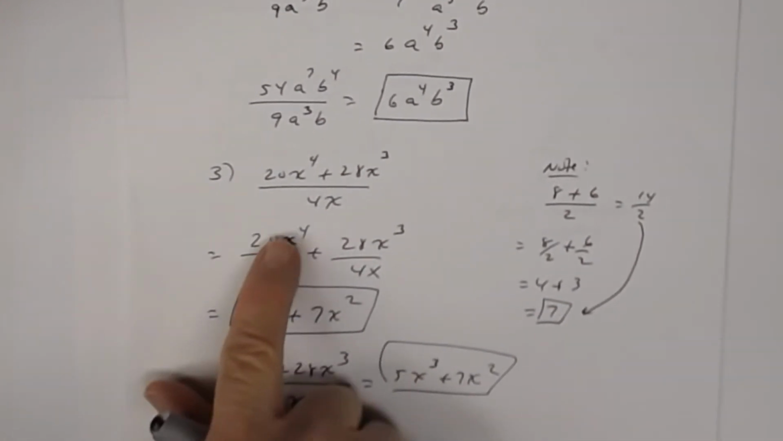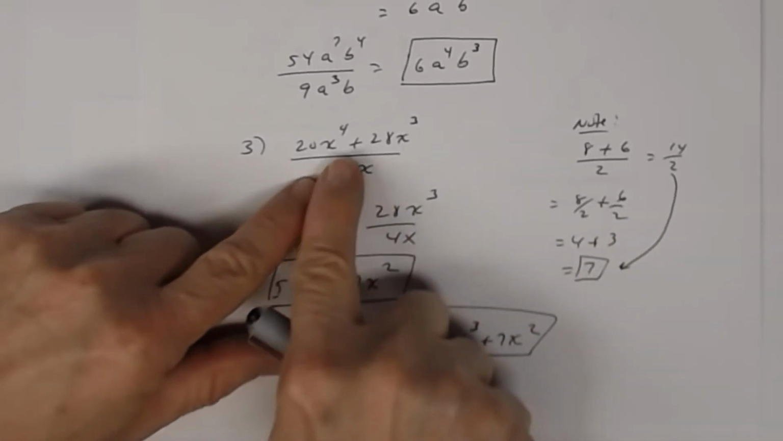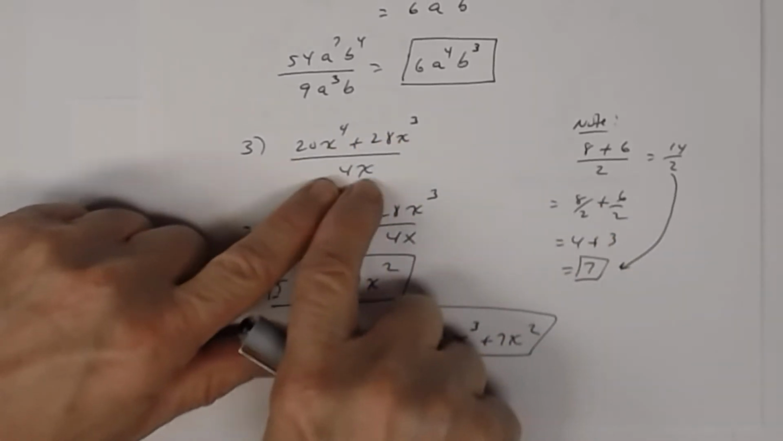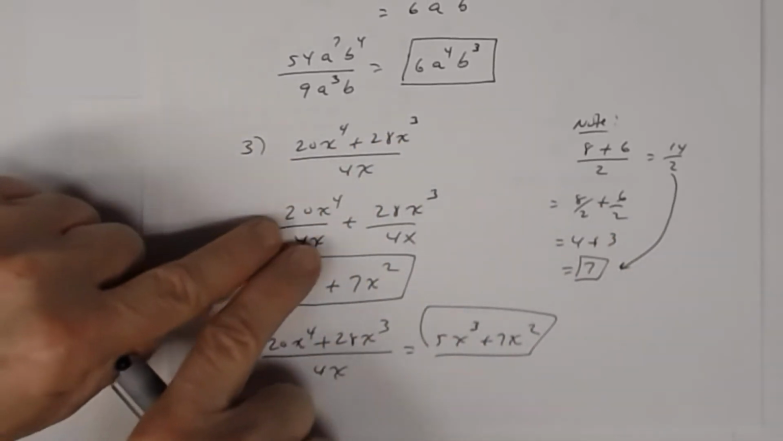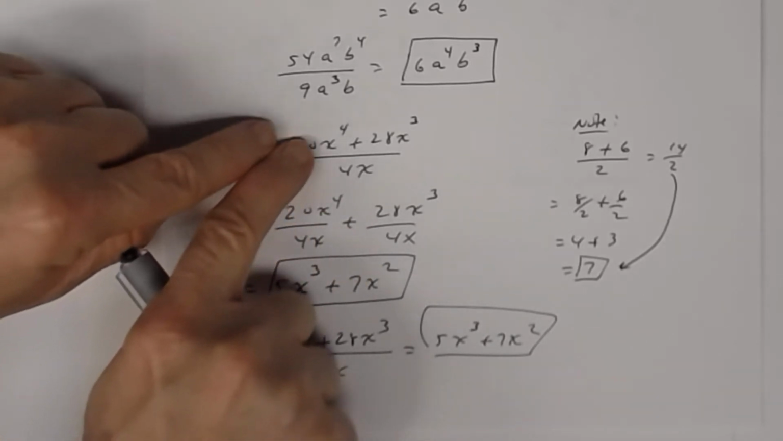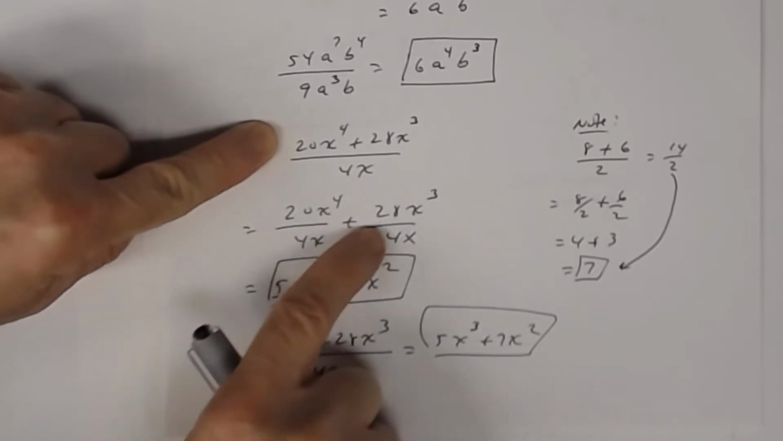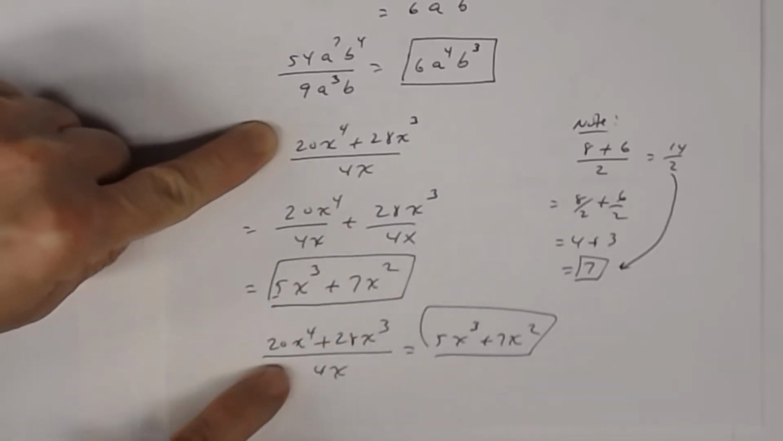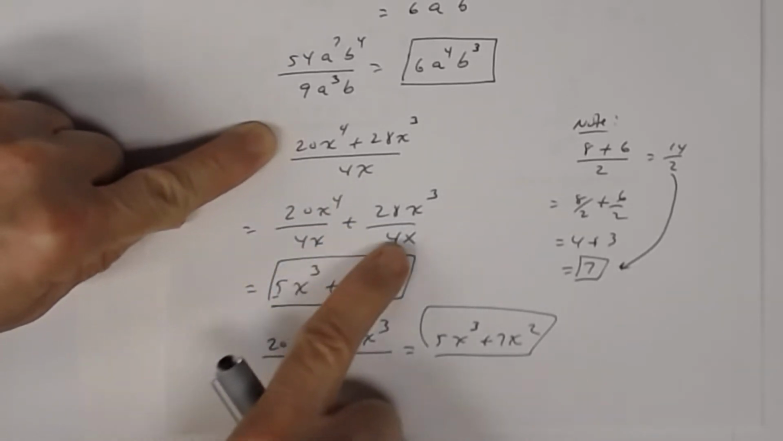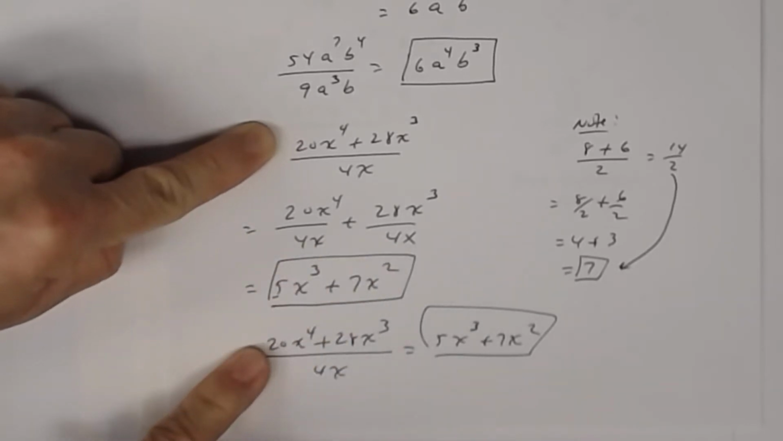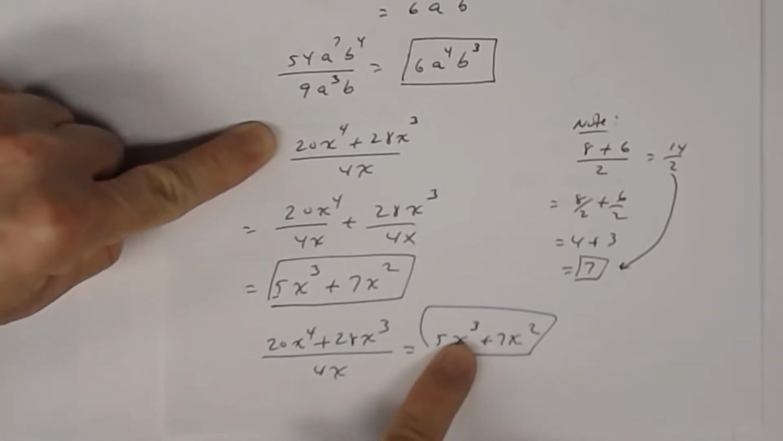So let's look at number 3. Let's remind ourselves. See, we have this polynomial being divided by this monomial. So we broke it down into separate fractions. Remember that? Each term in the numerator divided by the denominator, and then we just reduced each fraction, each rational expression. Okay, and then we got our answer.